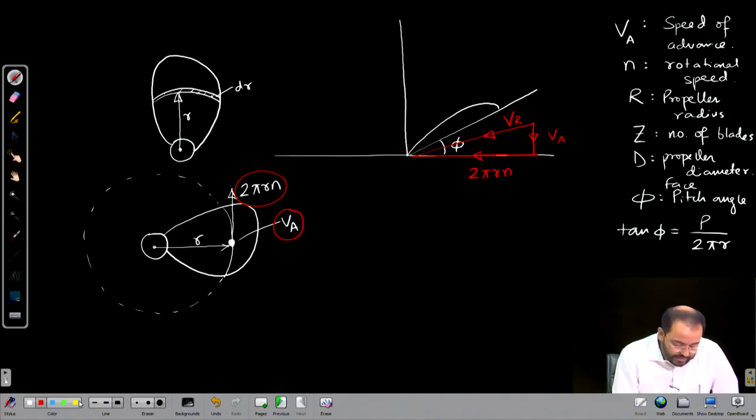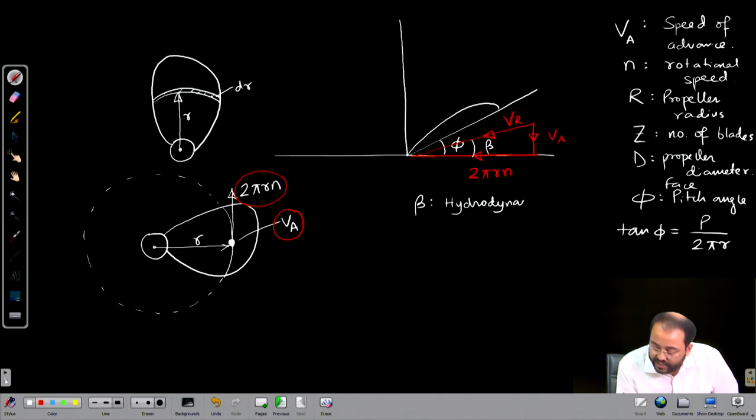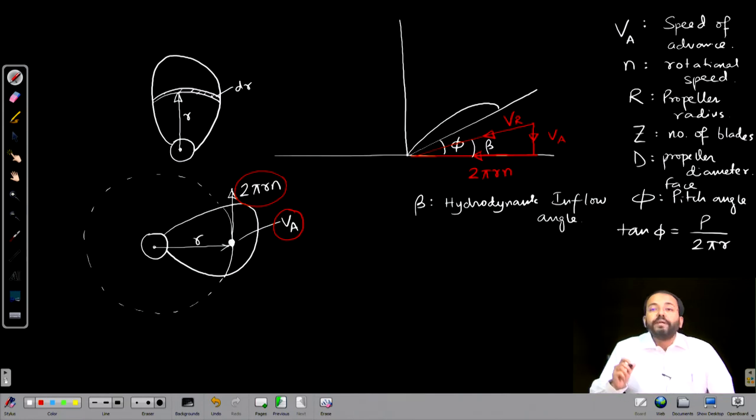We call this particular angle beta, where beta is called the hydrodynamic inflow angle, because beta depends on the two velocity components Va and 2 pi r n. So beta is basically a hydrodynamic inflow angle depending on the hydrodynamic characteristics, depending on the velocity values. On the other hand, phi, the face pitch angle, is a geometric characteristic of the propeller blade. So phi does not depend on the velocity here.